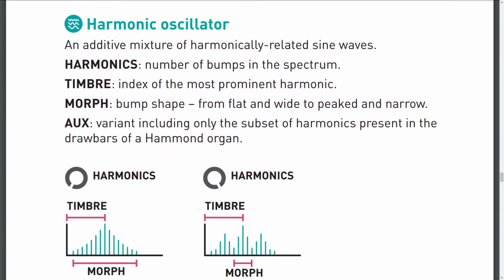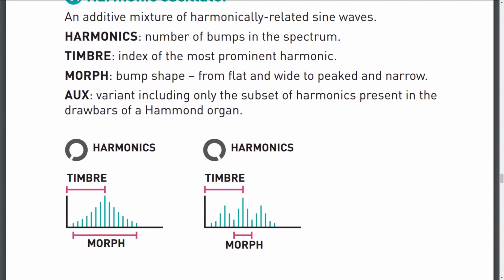Harmonic Oscillator: an additive mixture of harmonically related sine waves. Harmonics: number of bumps in the spectrum. Timbre: index of the most prominent harmonic. Morph: bump shape, from flat and wide to peak to narrow. Aux: variant including only the subset of harmonics present in the drawbars of a Hammond organ.